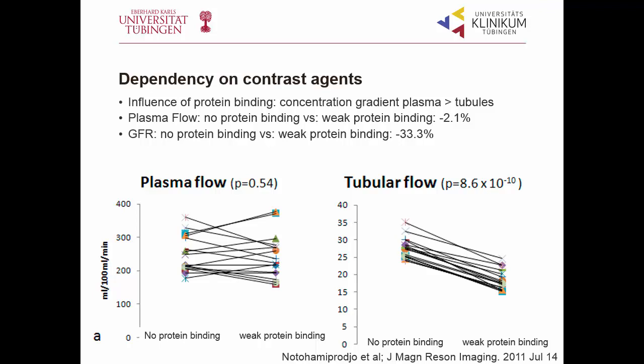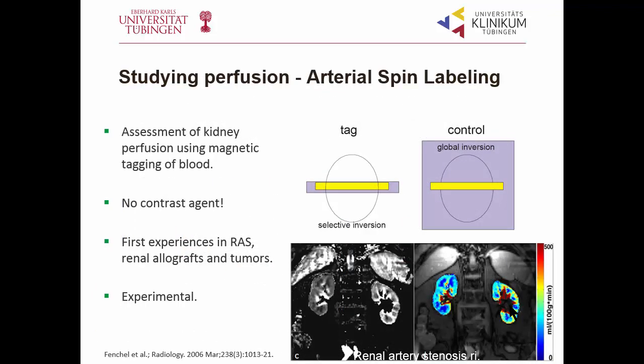If there's protein binding, you will get a systematic underestimation of the glomerular filtration. So you should use only tracers which do not bind to albumin, because albumin is retained in the kidney, and thus you will underestimate your GFR. Another problem is that patients with kidney disease are patients who should not receive contrast agents, especially with end-stage renal disease. Alternatively, one might use arterial spin labeling, as we have seen before.